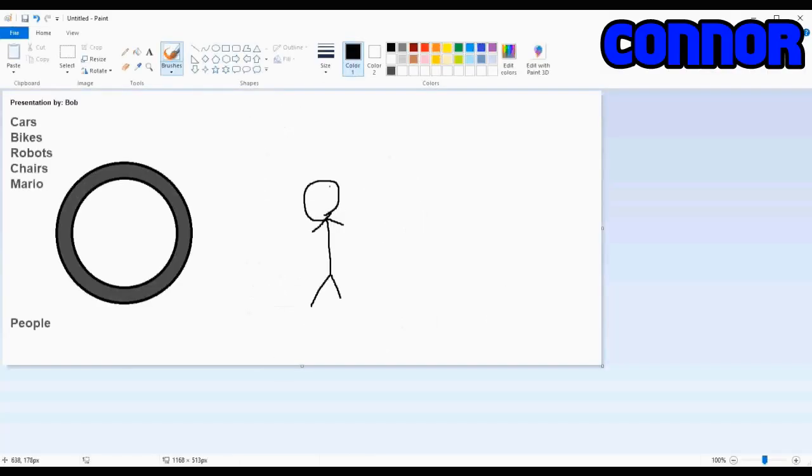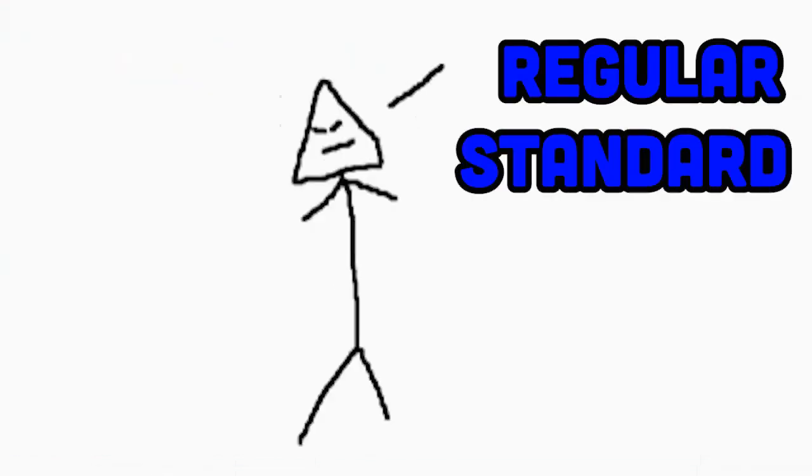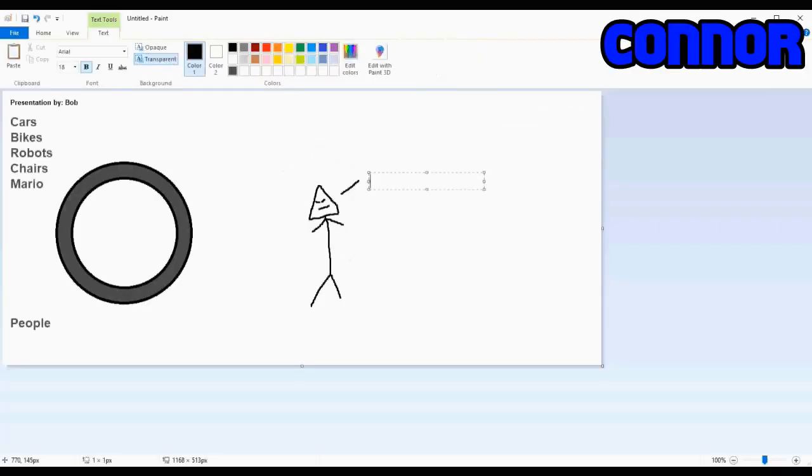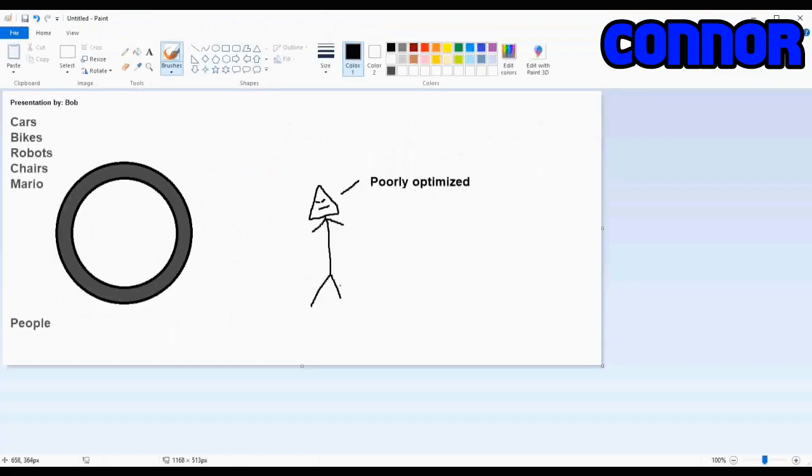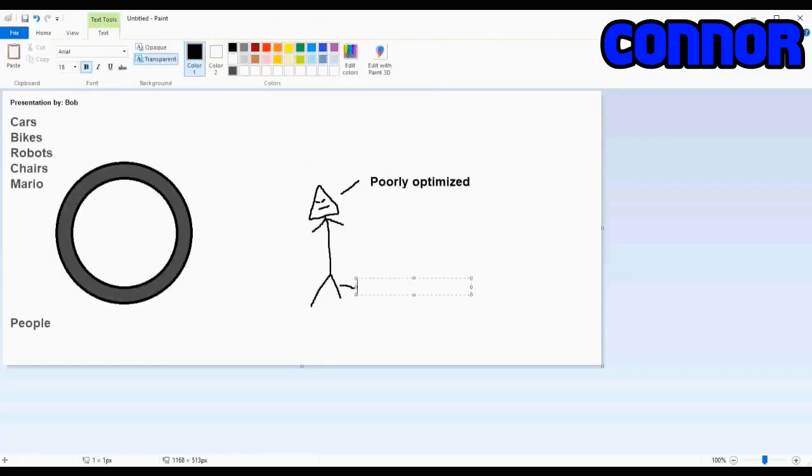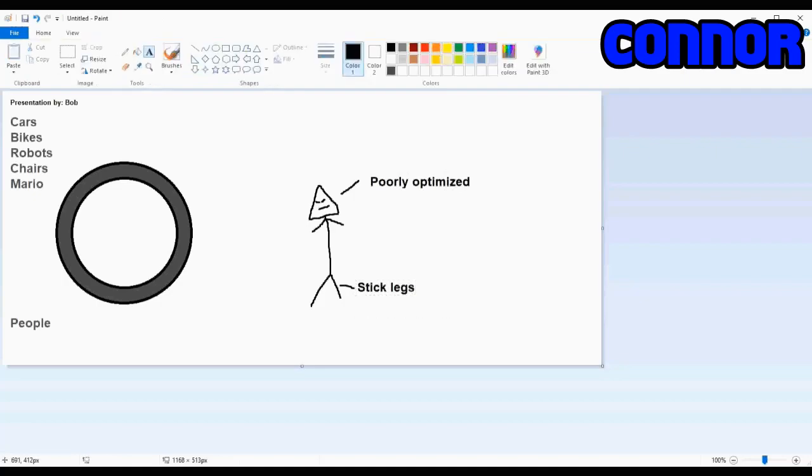Here is the standard person, right? Wait, that's a wheel right there! No. Common misconception. He's right. If it's circular, it's a wheel. This is your regular standard person. Now, what's the one quality about this person? He is poorly optimized. Yes. Poorly optimized, and he has thick legs. Not very good for mobility.